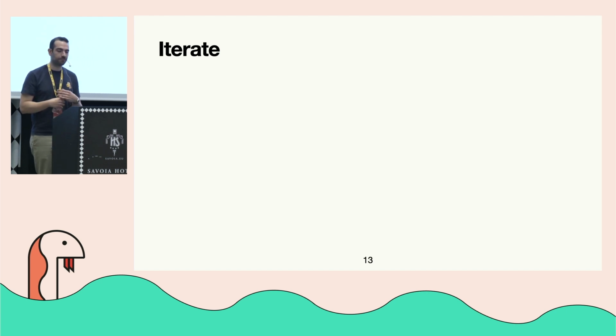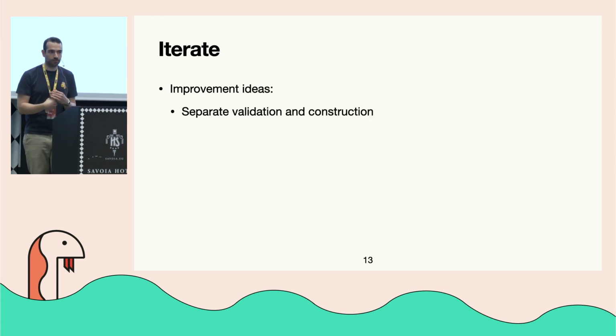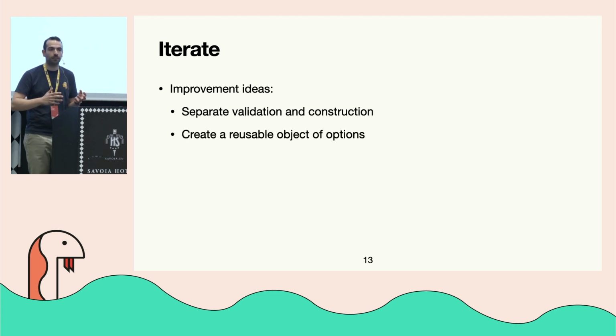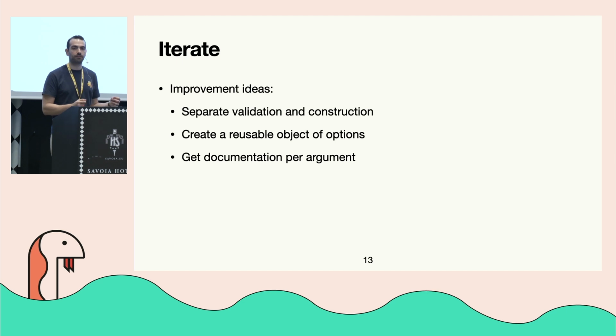So first of all, improvement ideas. We can separate the validation and construction. That's a simple win. And we can improve the reusability by having an object of options. Then we can pass the object around instead of having a bunch of arguments. And we can also get documentation per argument. Optimally, that would be what I want, because now I have to scroll through a big paragraph of docstring. I would like to have localized documentation.